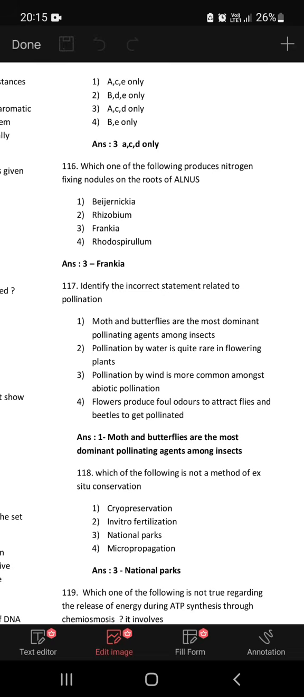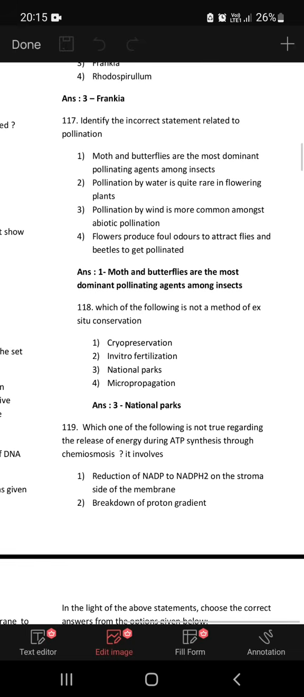You can notice that moth and butterflies are the most dominant pollinating agents among insects is wrong. It is the honeybees which are the most dominant pollinating agents, whereas the remaining statements are all correct. So the incorrect statement is moth and butterflies are the most dominating pollinating agents among insects.